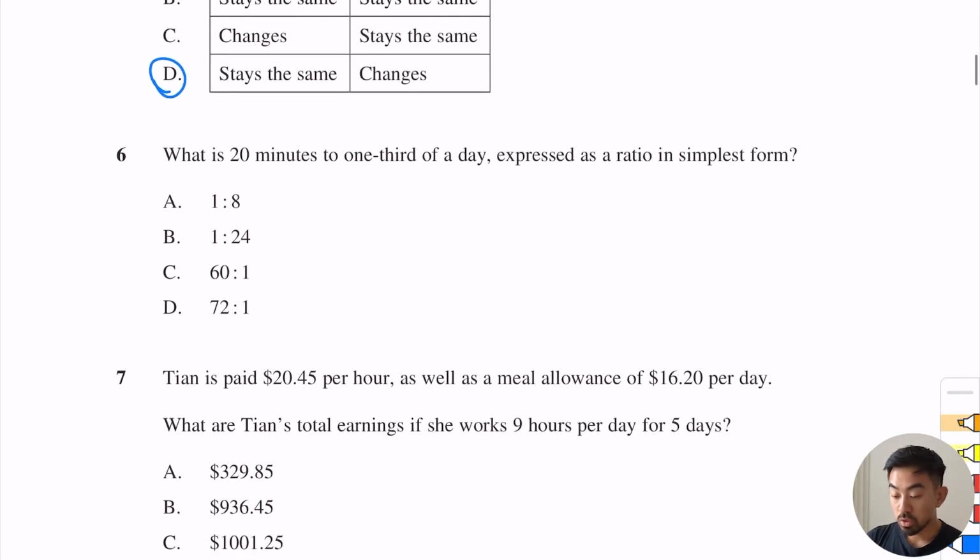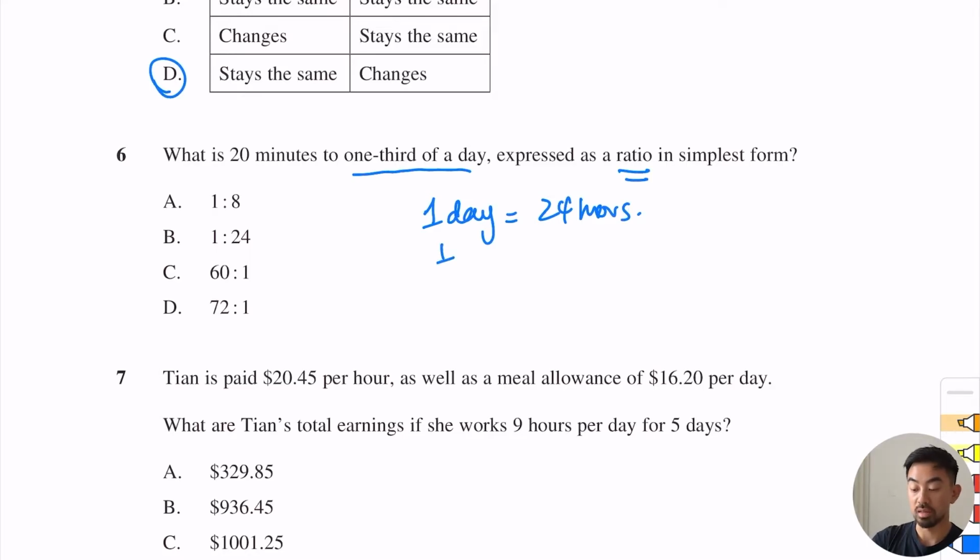Question 6, what is 20 minutes to 1/3 of a day expressed as a ratio in its simplest form? So in this case, we've got two different units. We've got minutes and part of a day. So we need to make those two things the same. I think it's going to be easier to make the 1/3 of a day into minutes. So I know one day is 24 hours.